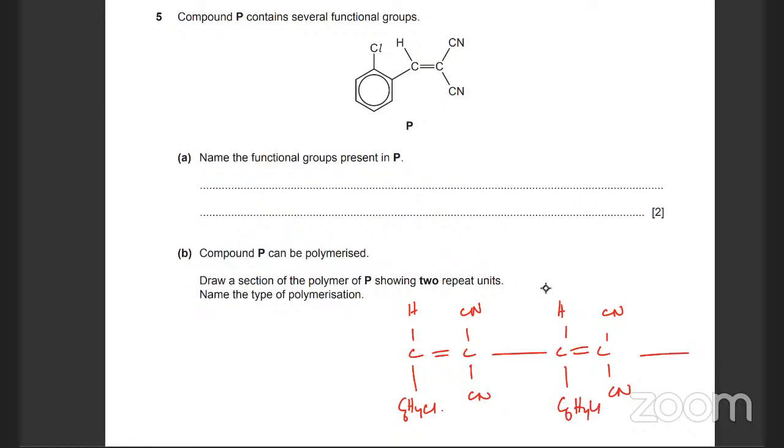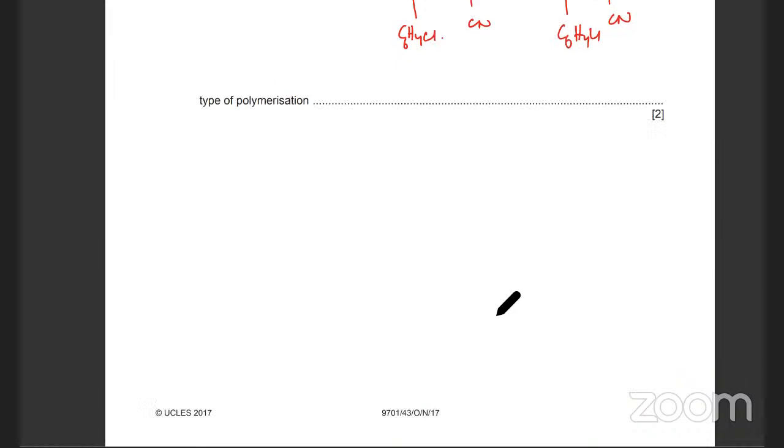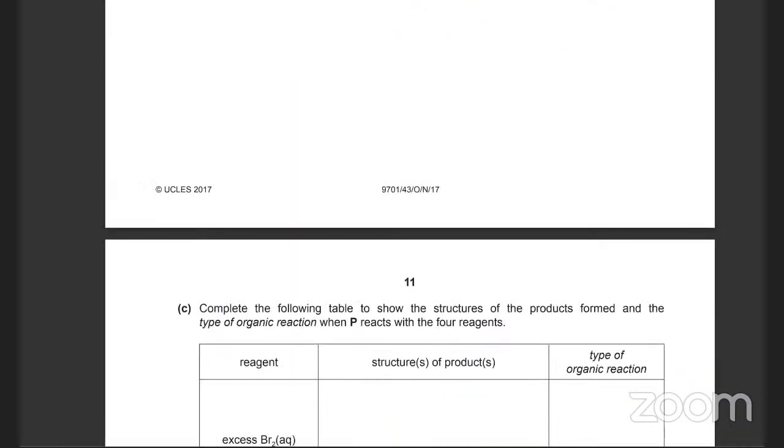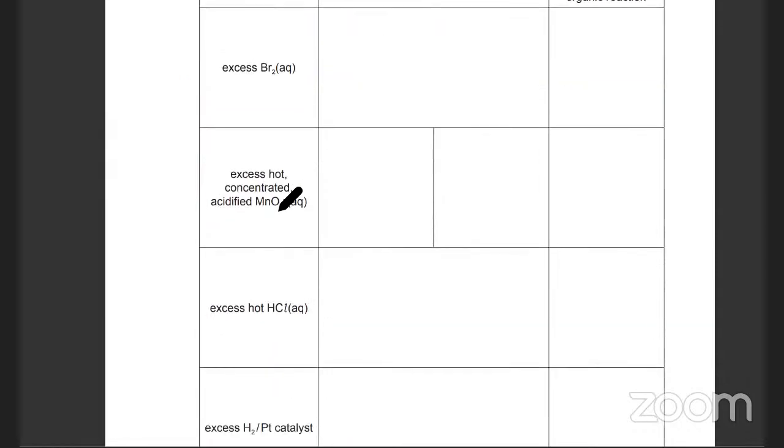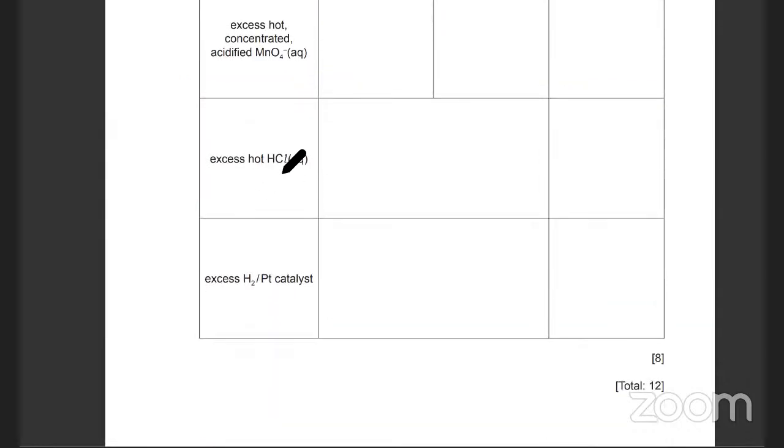And they're going to link up. So they're going to link up and they're going to bond to each other. So that's what's going to happen. Type of polymerization, that's addition polymerization. And the next thing is complete the following table to show the structure of the product formed and the type of organic reaction when P reacts with 4 reagents. With the 4 reagents, it's Br2, KMnO4, hot concentrated HCl, and H2.